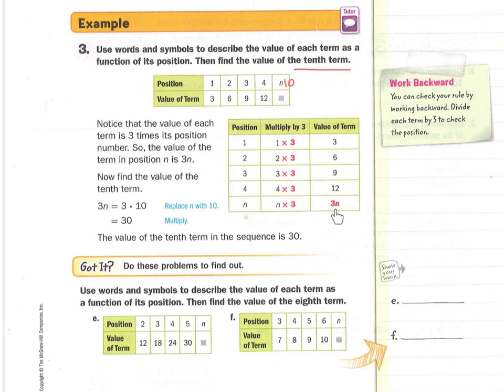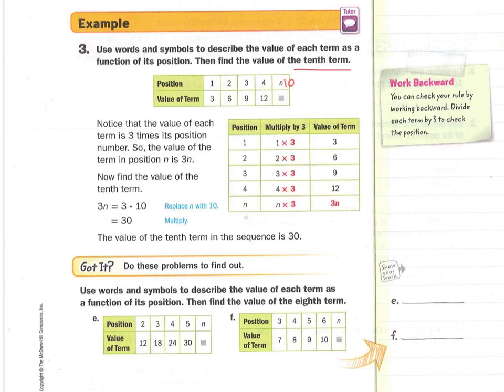which is 3n. You can replace n with any value that you want and always be able to figure out what the output is. So in this case, they asked us to make n 10. So we replace n with 10 and multiply 3 times 10, which gives us 30. So the value of the 10th term in the sequence is 30.